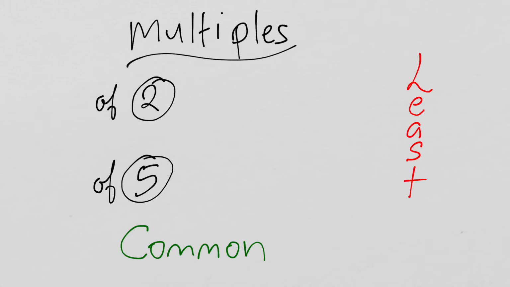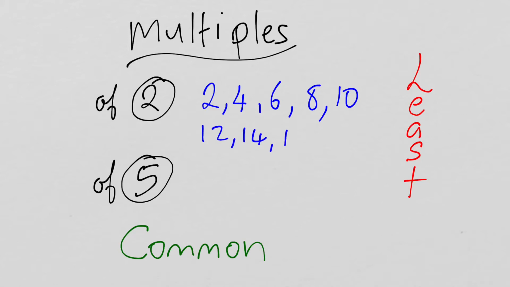So the multiples of 2, for instance, might be 2, and then the next one in your multiplication table is 4. 1 times 2 is 2, 2 times 2 is 4, 3 times 2 is 6, 4 times 2 is 8, and so on. Okay? So you've got multiples. If I kept on going, I'd have 12, 14, 16, 18, and 20. And I could keep going. Multiples go on forever, just like numbers.